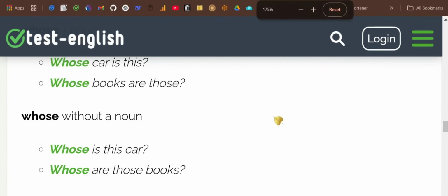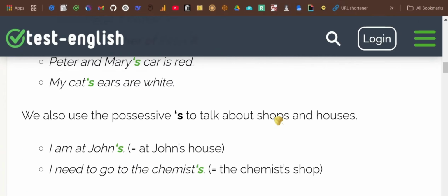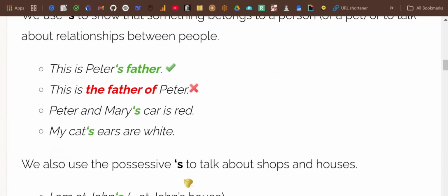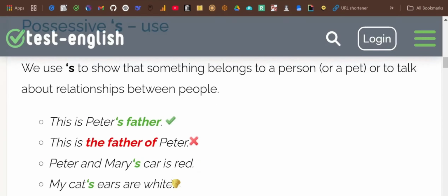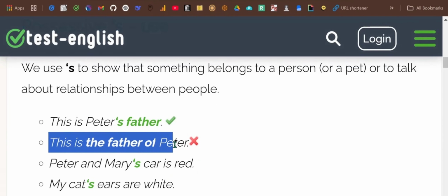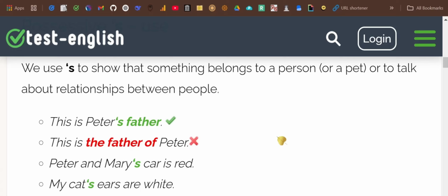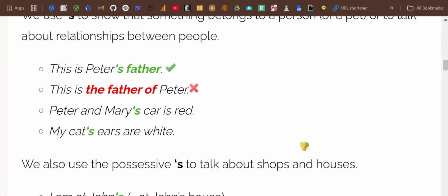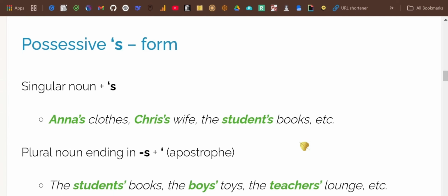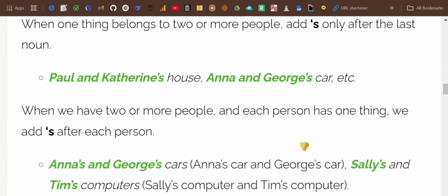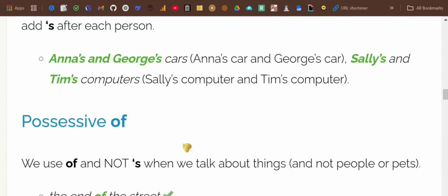There are some extra things over here. Let me take a look. Possessive with S. Yeah, this is your question. You see, this is the father of Peter. We don't say it like that. Even though it's not wrong, it's not the way it's used. The father of Peter. Yeah, you can understand, sure. But it's not how we say things. Okay, I think this is okay.